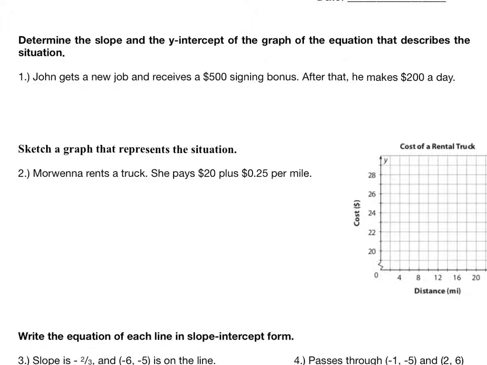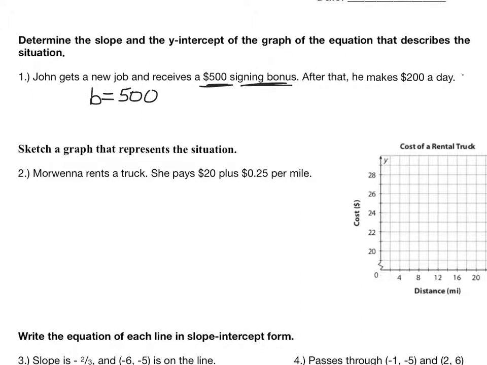All right, determine slope and y-intercept. So $500 signing bonus, right? That's regardless of how many days John works. So that should tell you right away that's going to be your y-intercept, which would be 500. That's your f of 0 there.